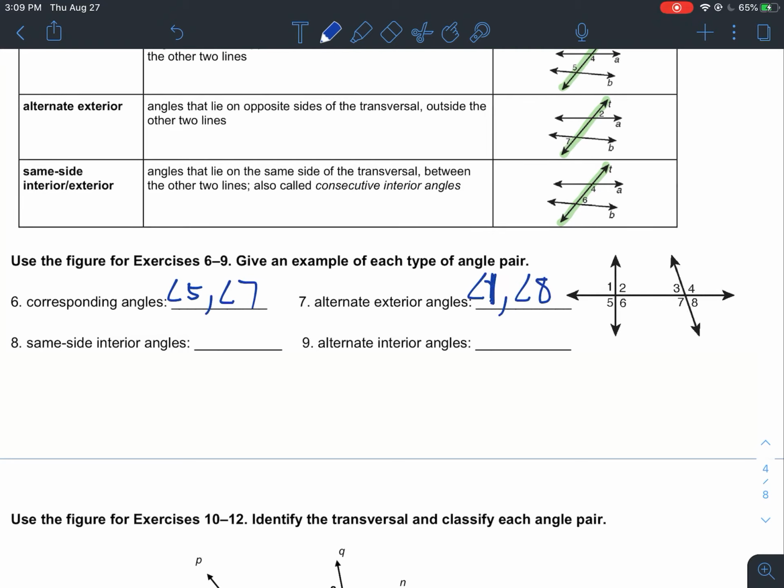Number 8, same side interior. 2 different answers here. One possibility is angle 2 and angle 3. Number 9, alternate interior. 2 different answers again here. How about angle 6 and angle 3? If you're confused on this part, stop the video and ask a question at this point, because it's only going to use what we just learned for the next couple problems.